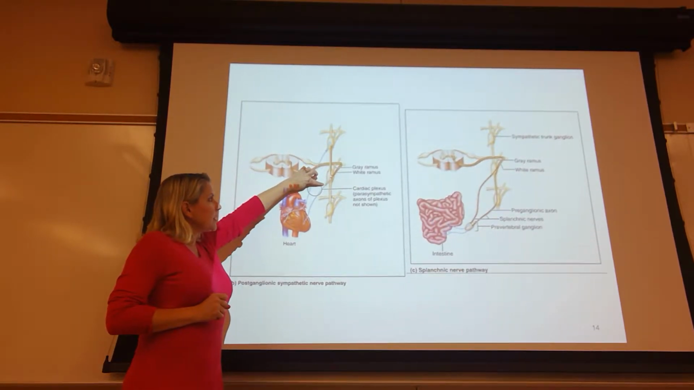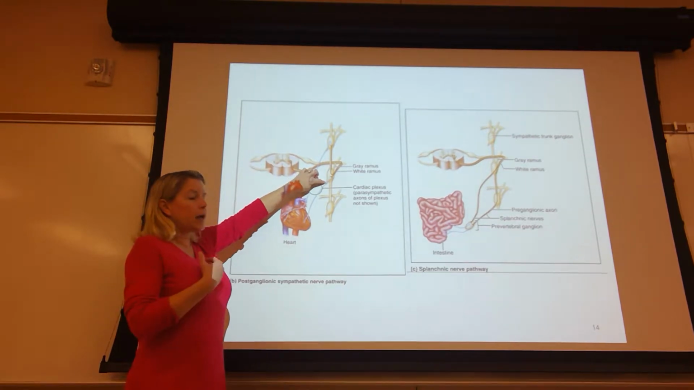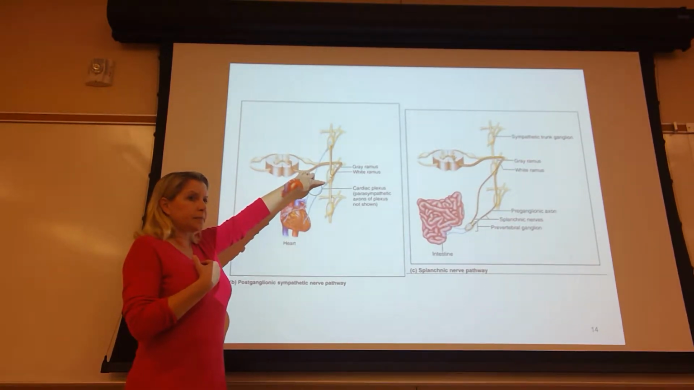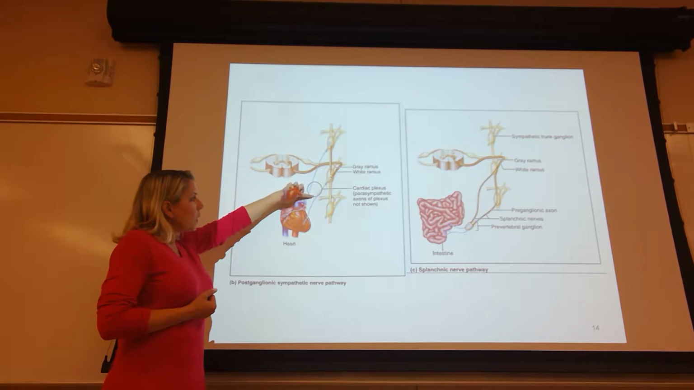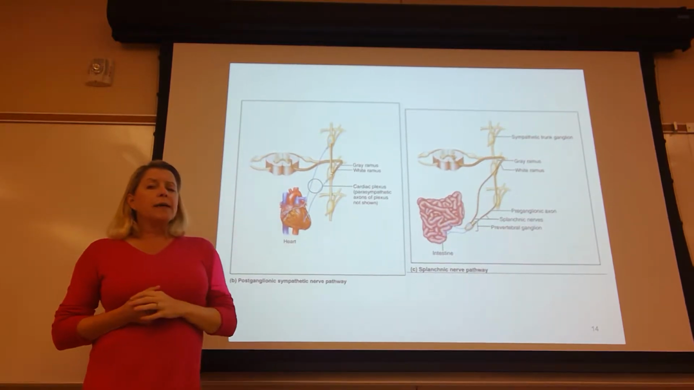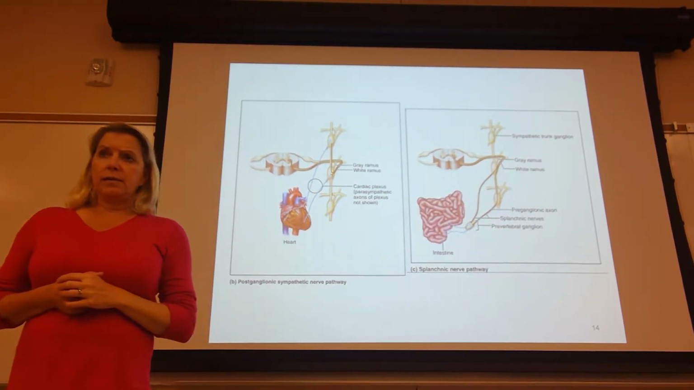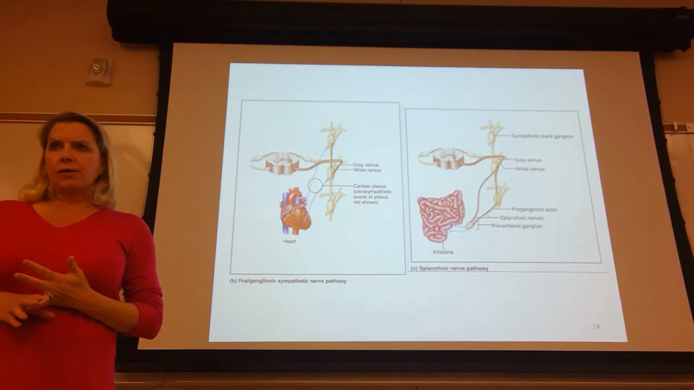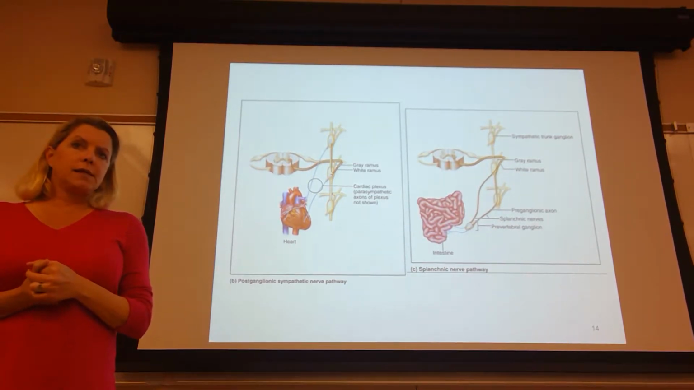The axon can exit through what I call the back door. This back door option will go to thoracic viscera, heart, lungs. Those are the viscera in your thoracic cavity.